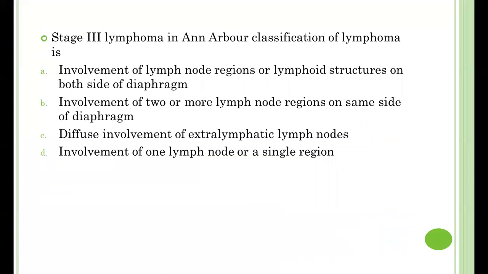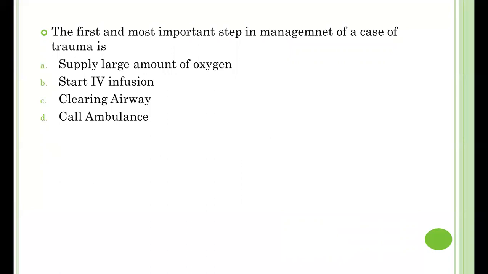Moving to the next question. Stage 3 lymphoma in Ann Arbor classification of lymphoma is, the options are involvement of lymph node region or lymphoid structure on both sides of diaphragm, involvement of 2 or more lymph nodes on the same side of diaphragm. Option C is diffuse involvement of extralymphatic lymph nodes, and option D is involvement of one lymph node or a single region. So the correct answer is option A, involvement of lymph node region or lymphoid structure on both sides of diaphragm.